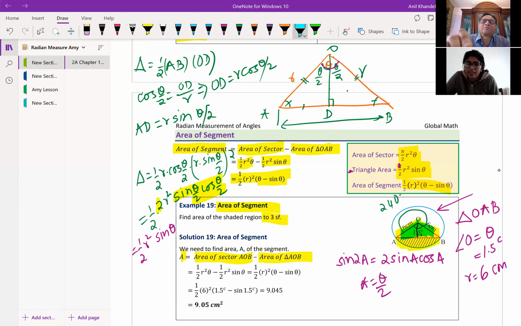Wait, is AB the chord? That chord length? So then how would you say the arc length? We should have a point here. Let's say we have a point P, APB. Oh, okay. Arc length, APB. We have to put a point there. Yeah. Okay, makes sense.